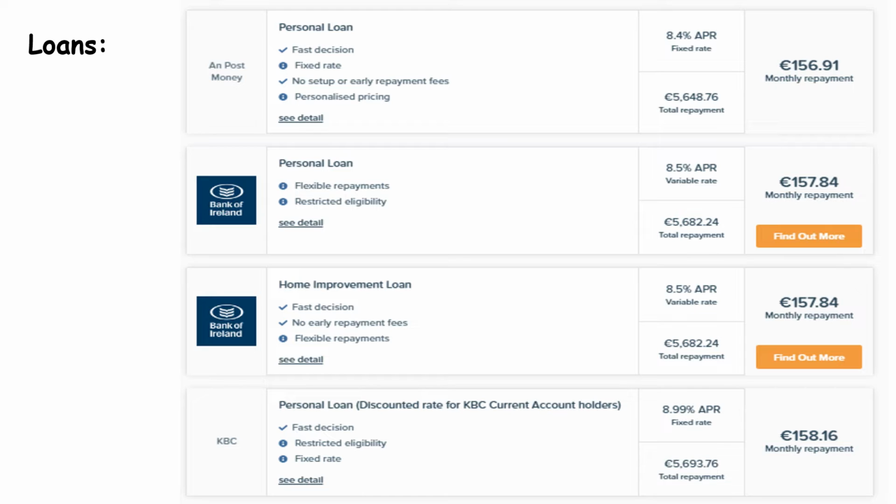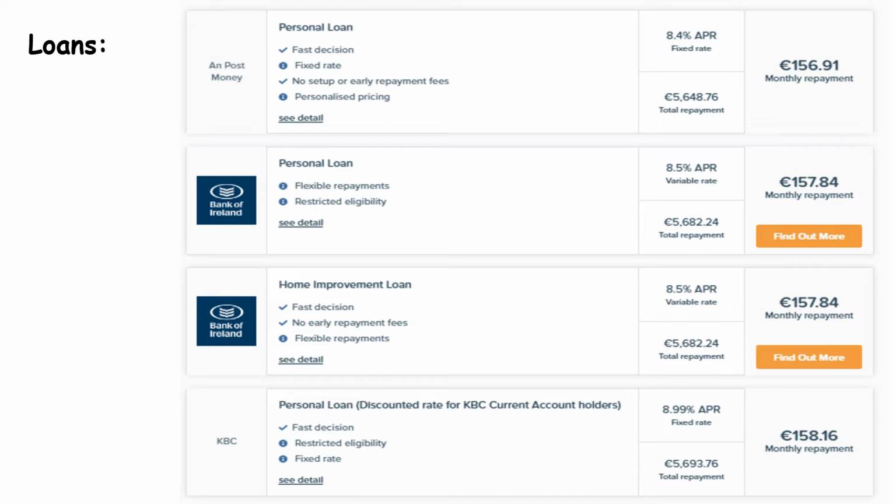But look at the difference. The lowest interest rate I could find on a loan in this particular comparison website on this particular day was 8.4%. So what that means is, when I was saving, the most they would give me was €1.25 on every €100 per year. If I borrow that €100, I have to pay them €8.40. So that's how I suppose banks make money. They charge more than they give out.